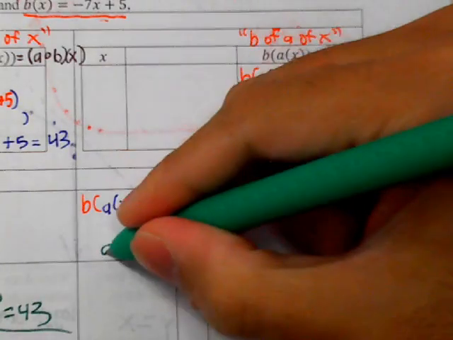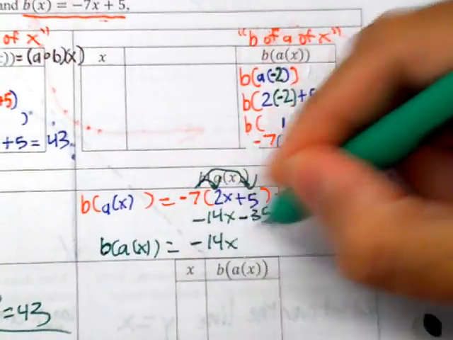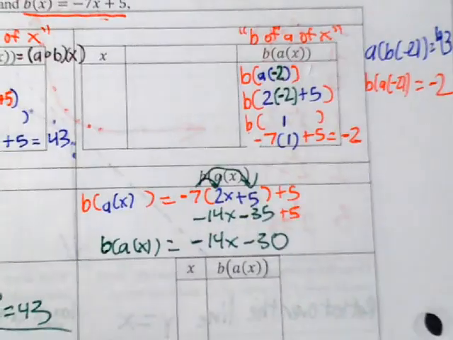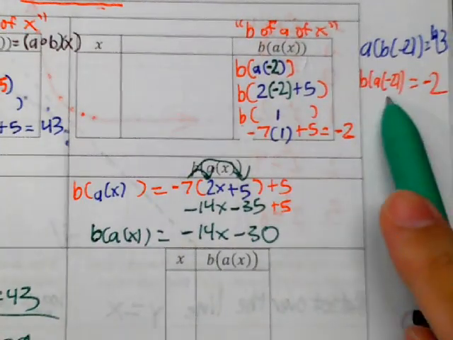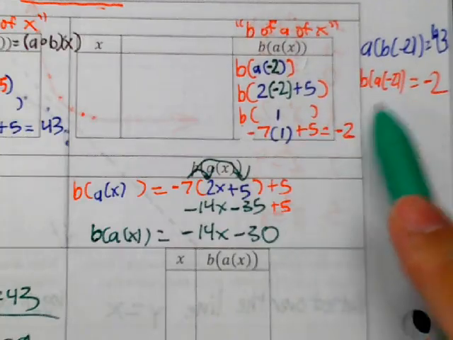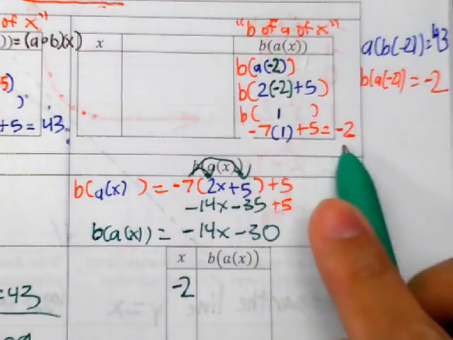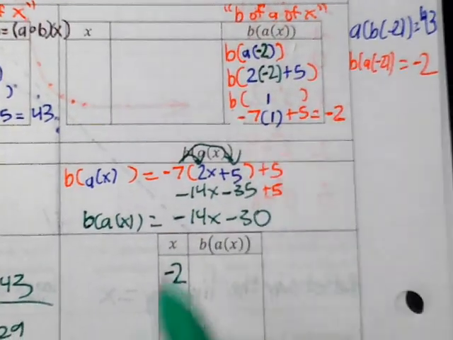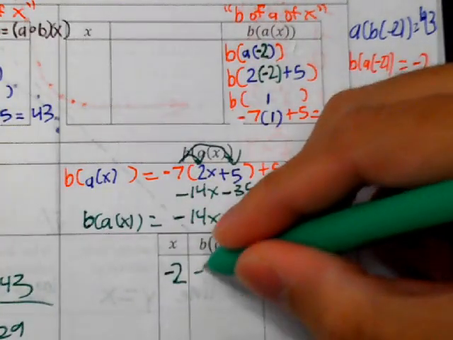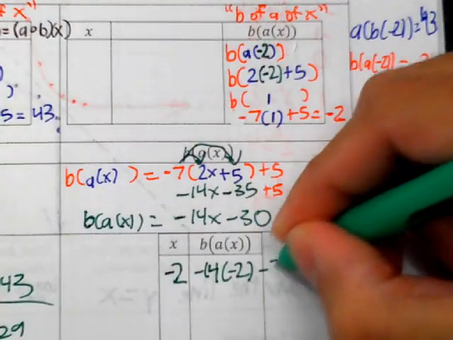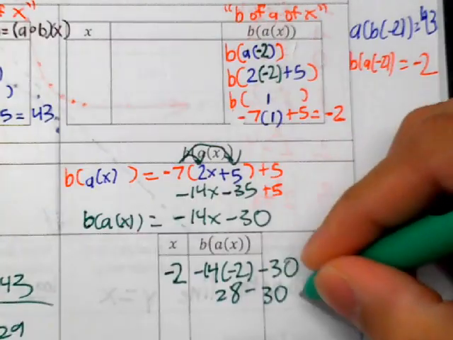Okay, and again, let's check it by using the value from earlier. When x is negative 2, y should also be negative 2. Okay, so let's try substituting that x into the composition. Negative 14 times negative 2 is positive 28. 28 minus 30 is indeed negative 2. Okay, so this composition is correct.